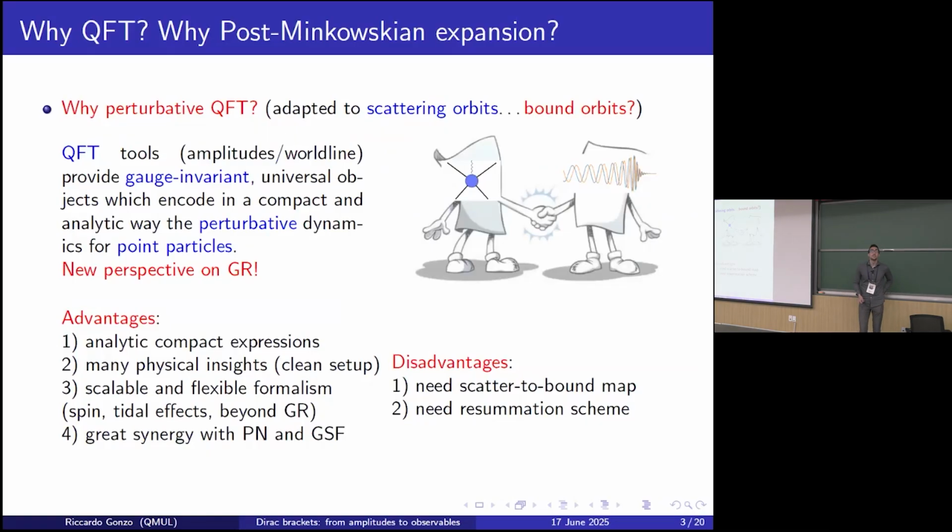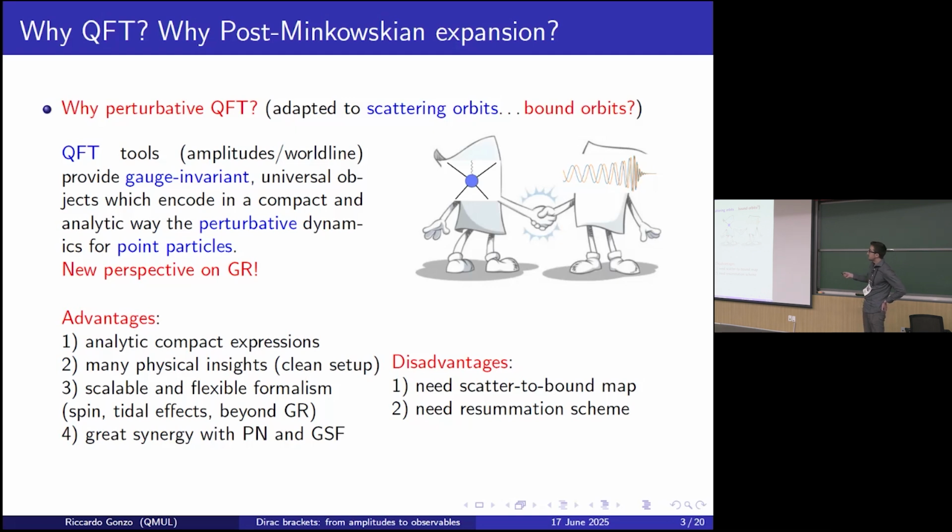One can ask why perturbative QFT. I think the new insight is that QFT tools provide a gauge invariant way of studying the point particle dynamics. They also offer a new perspective on GR, like reproducing the black hole metric, for example, from a coupling of a massive point particle with a graviton. So these are very interesting, something completely new, different than the usual GR perspective.